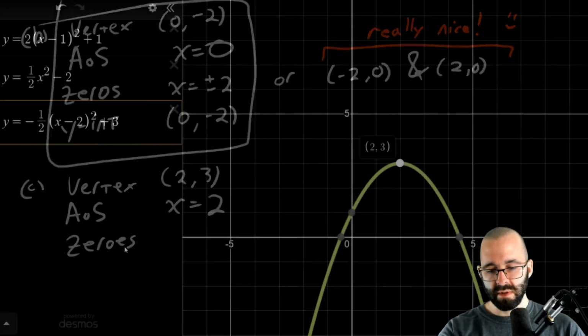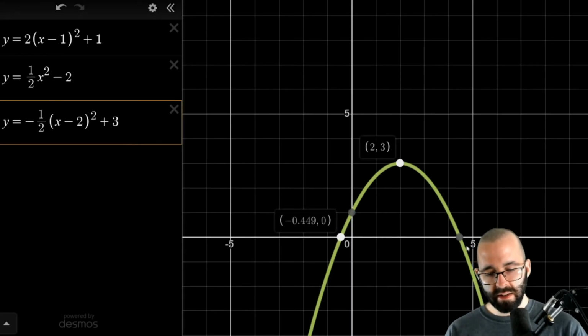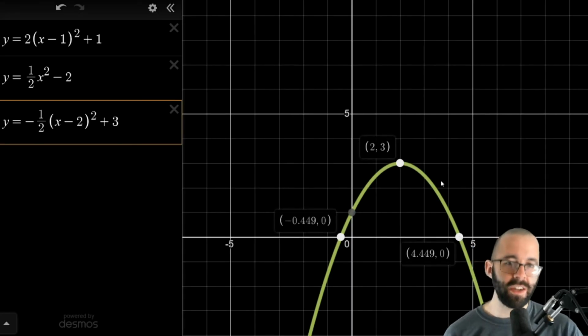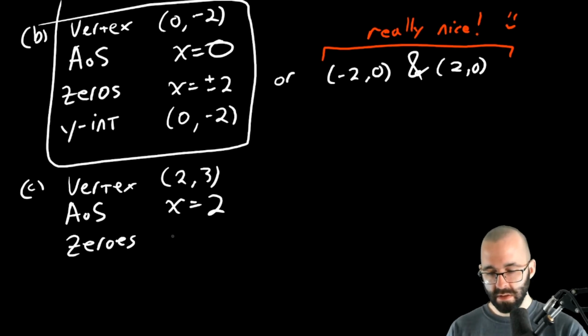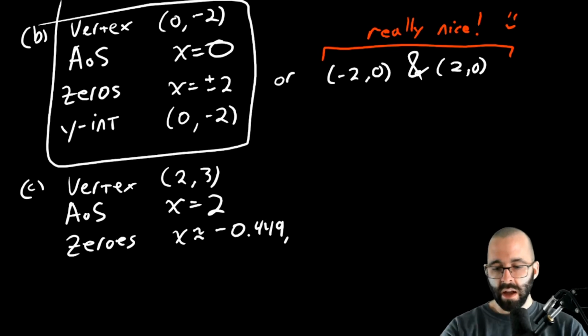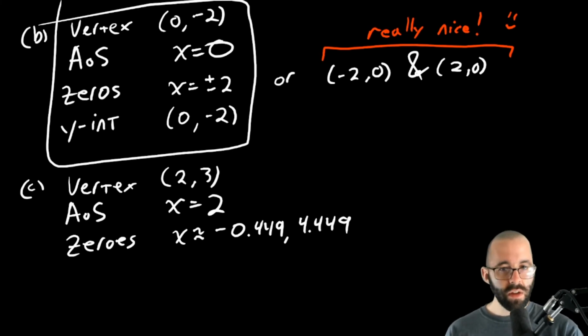The intercepts, these are weird intercepts. They're irrational numbers, okay? But they're about at -0.449 and +4.449. So even though these are approximations, notice 2 is smack dab in the middle of them.